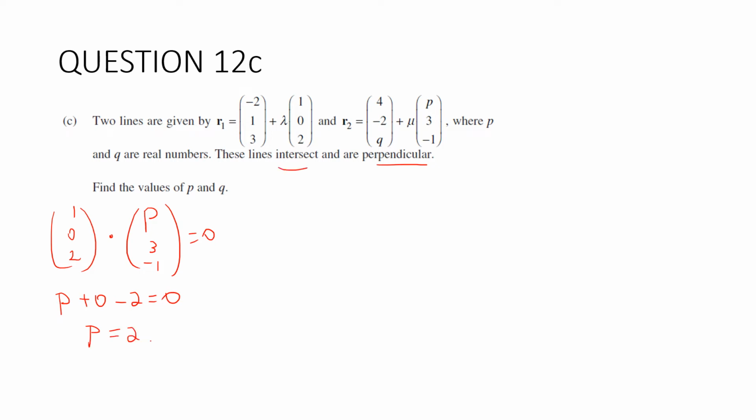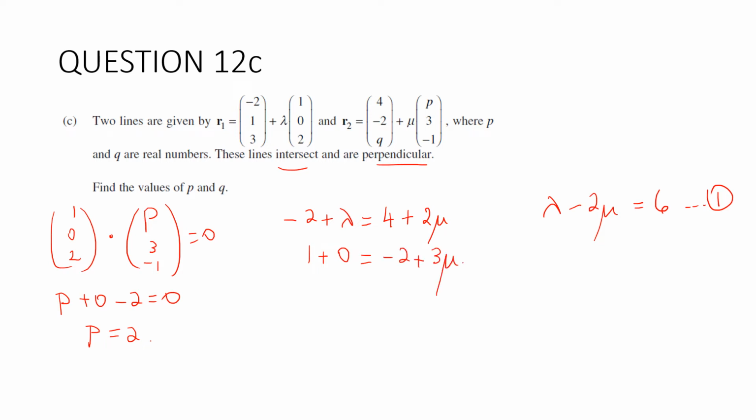Now if they intersect, then they have a common point. So that means that -2 plus lambda must equal 4 plus p mu, and p is 2, which gives us lambda take 2 mu is equal to 6. Second one, the y coordinate: 1 plus 0 is equal to -2 plus 3 mu, so we can actually work out what mu is, and 3 plus 2 lambda is equal to q minus mu.